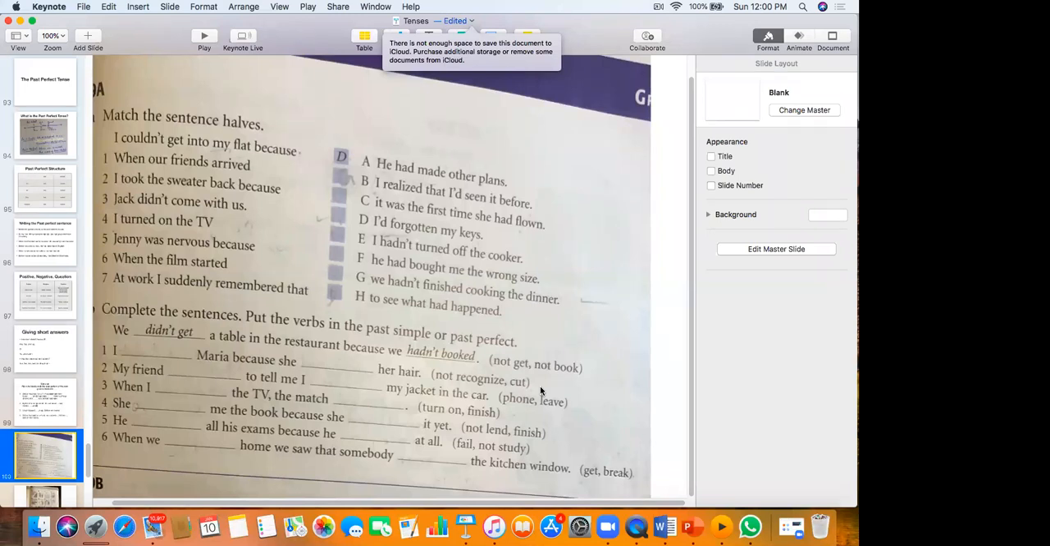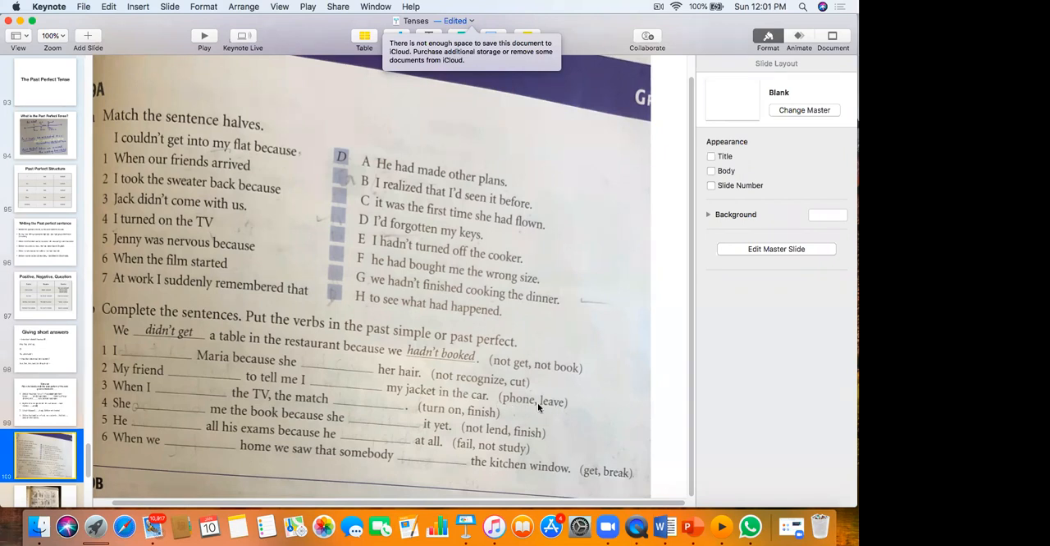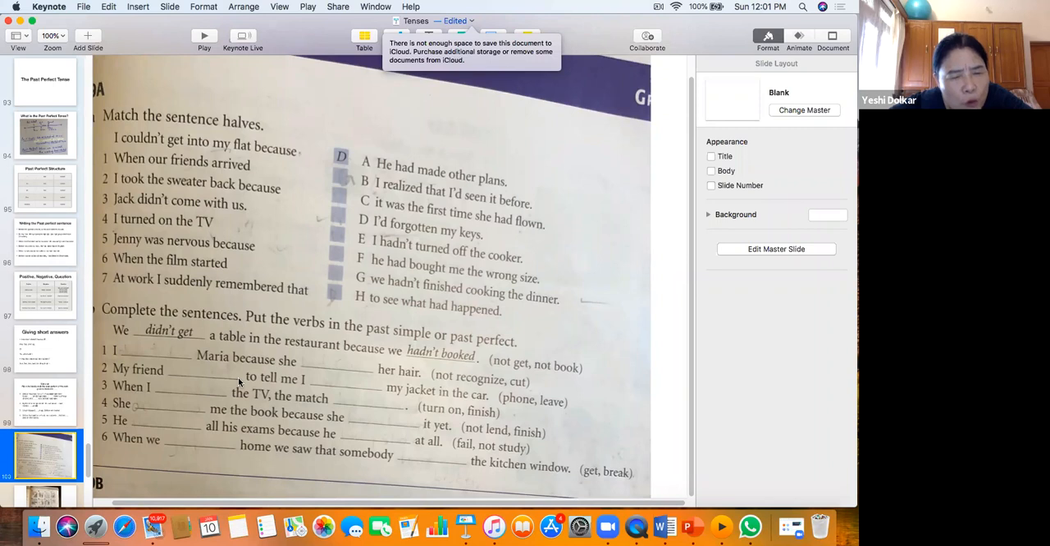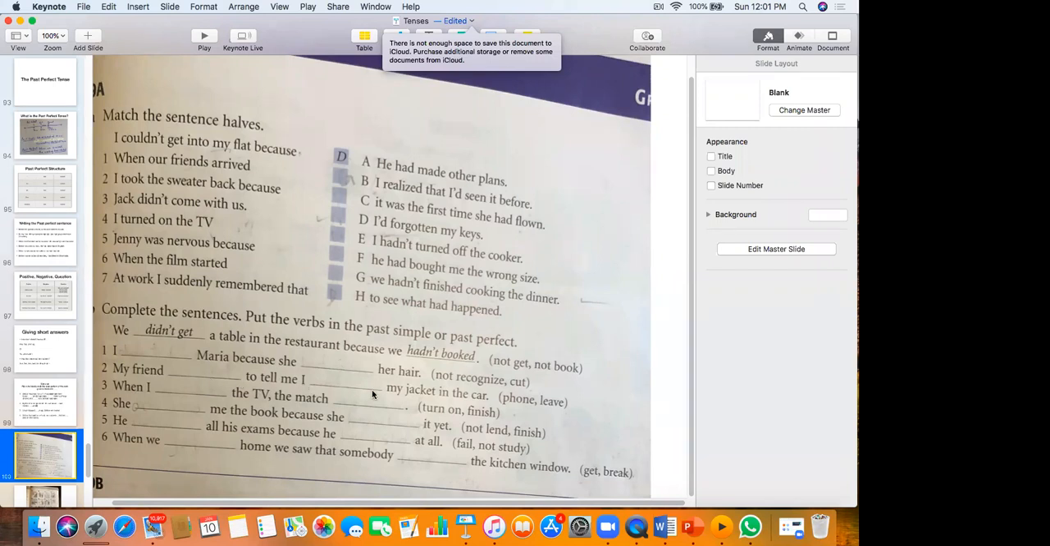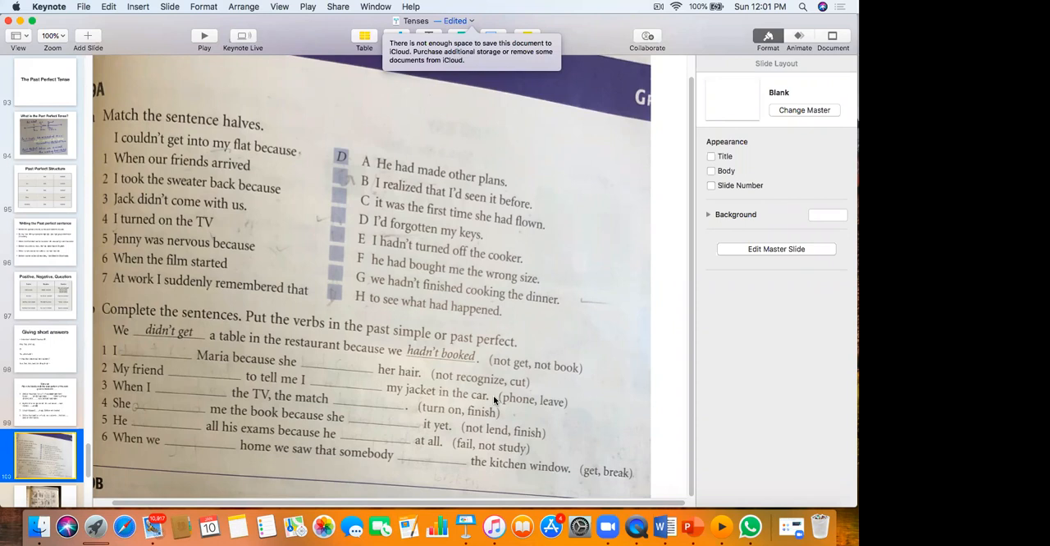My friend phoned me to tell me I had left my jacket in the car. So which is the simple past? I had left my jacket. So my friend phoned me to tell me I had left my jacket in the car. Okay. What about number three?